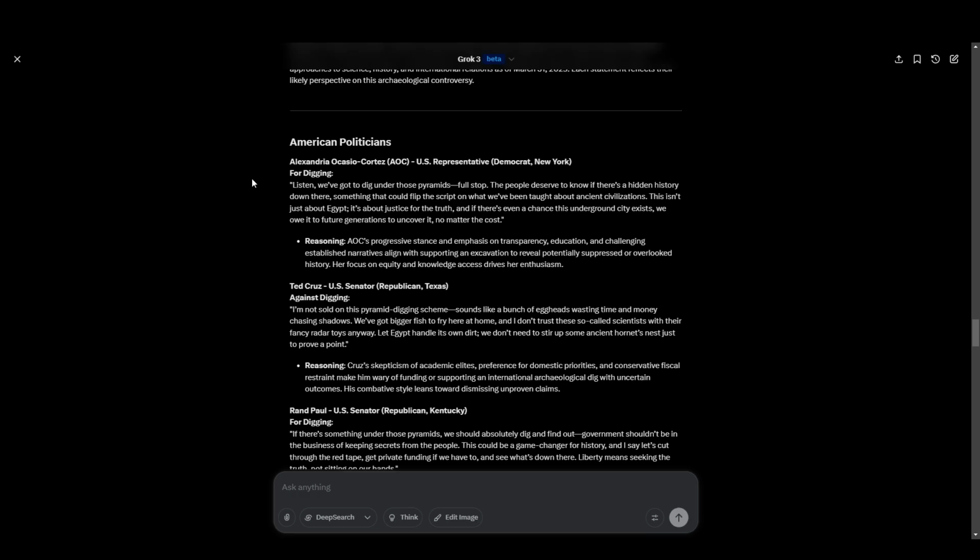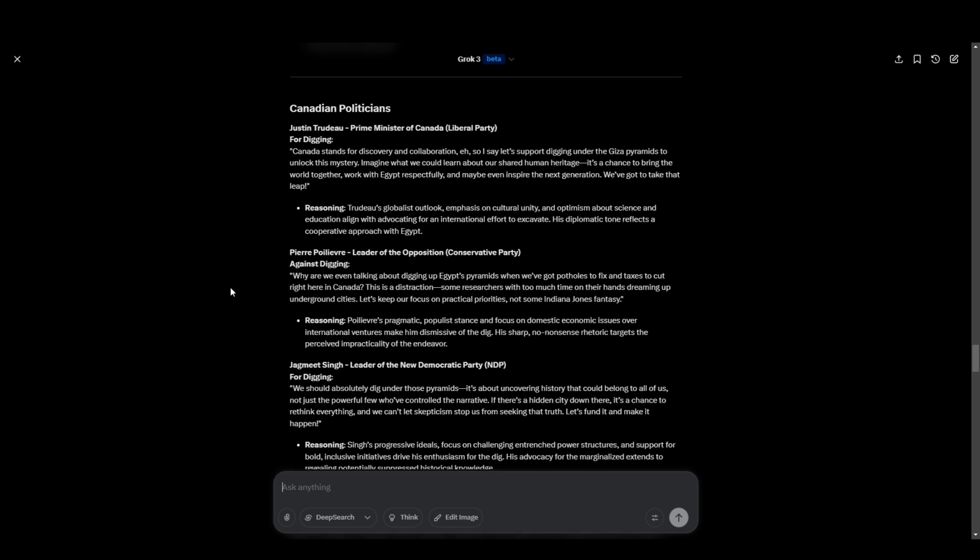And then Grok made some interestingly different choices. For American politicians, it chose Alexandria Ocasio-Cortez, or AOC, who it put in favor of digging, and then Ted Cruz, who it put against digging, and Rand Paul in favor of digging. And then for Canadian politicians, it also used Justin Trudeau, but in favor of digging, Pierre Poilievre against digging, and Jagmeet Singh in favor of digging.